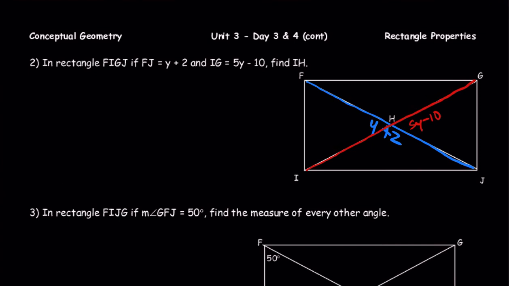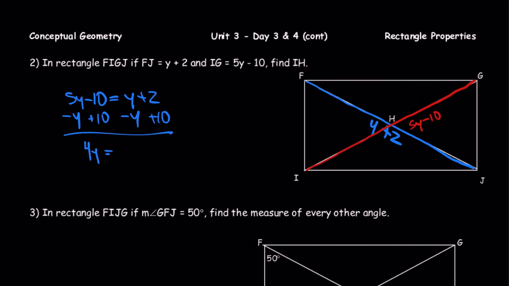So since we're talking about the entire length of both diagonals, they are going to be equal, and I'm just going to set these two expressions equal to each other. So I've got 5y minus 10 equals y plus 2. Let's subtract y. At the same time, I'm going to add 10. 5y minus y will give me 4y. 2 plus 10 is 12. Divide by 4. Y equals 3. Again, go back and read.